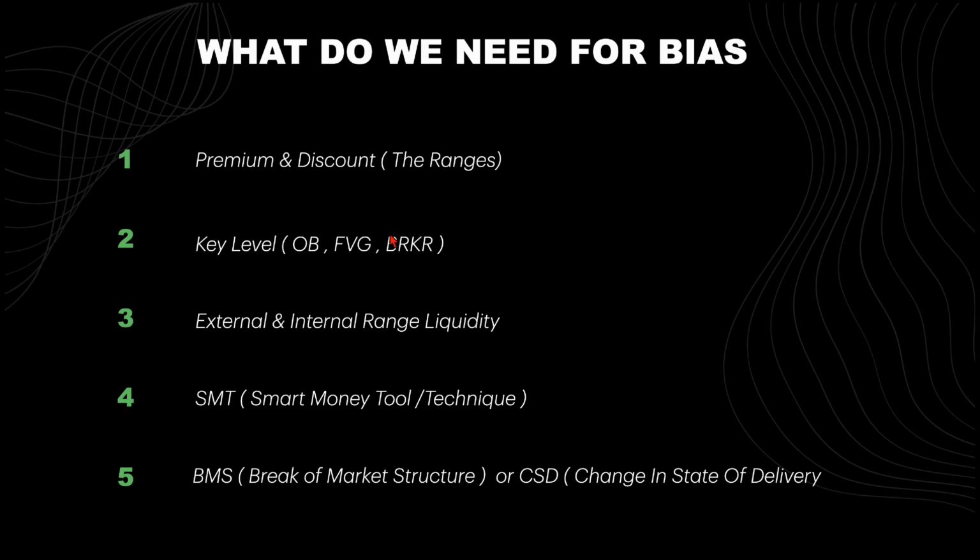Then we go into talking about the key levels. You have to look for order blocks, breakers or fair value gaps in the premium or discount areas. Then thirdly, external and internal range liquidity. Remember, price always moves from internal to external and external to internal as it breaks through the old lows and highs and rebalances the imbalances like fair value gaps.